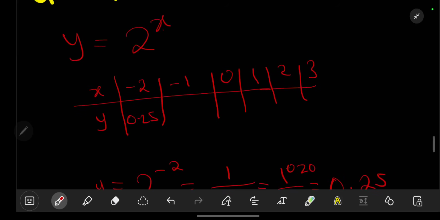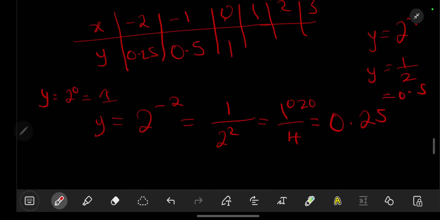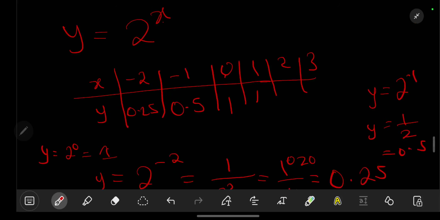If we put -1 where x is, we are going to have y equal to 2 raised to the power -1, which is 1 over 2, which is equal to 0.5. So we get 0.5 here. If we put 0 there, y is equal to 2 to the power 0, which is equal to 1. Then if we put 2 there, y is equal to 2 to the power of 2, which is 4. If we put 1 there, we are going to have 2. If we put 2 there, we have 4.